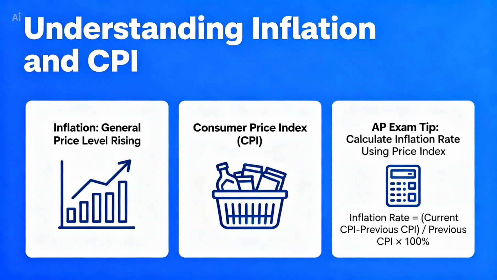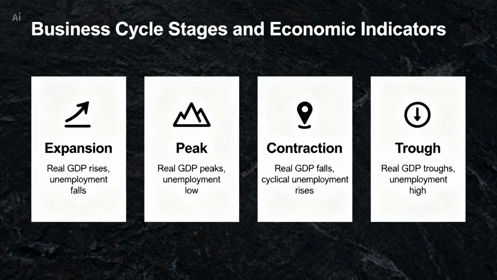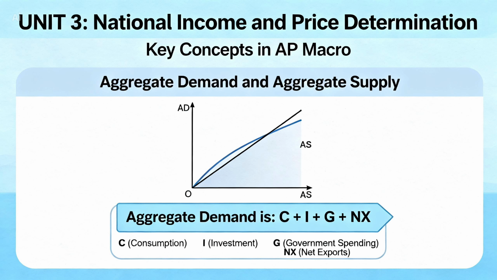For inflation, you've got to understand the Consumer Price Index, or the CPI. Inflation means the general price level is rising. The AP exam may give you a price index and ask you to calculate the inflation rate. Also, you've got to remember the business cycle of expansion, peak, contraction, and trough. During expansion, real GDP generally rises and unemployment falls. But during recession, real GDP falls and cyclical unemployment rises.